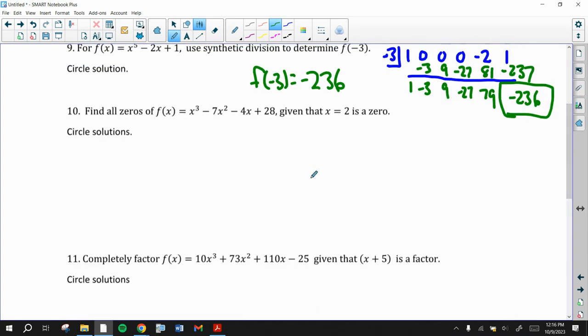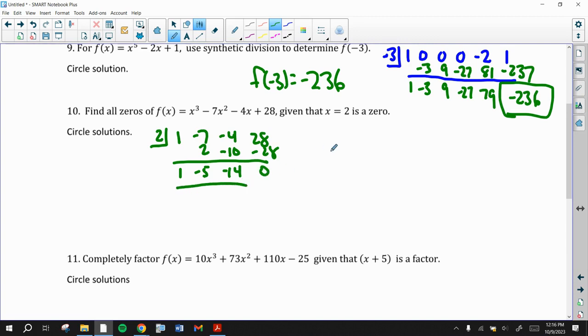Find all zeros given that 2 is a zero. So we know 2 is going to work synthetically. So 1, -7, -4, and 28. Bring down the 1, multiply by 2, -5, multiply, -14, multiply, -28. Perfect. My remaining quadratic in this case is x squared minus 5x minus 14.